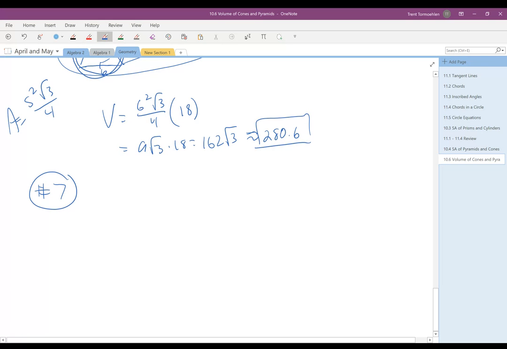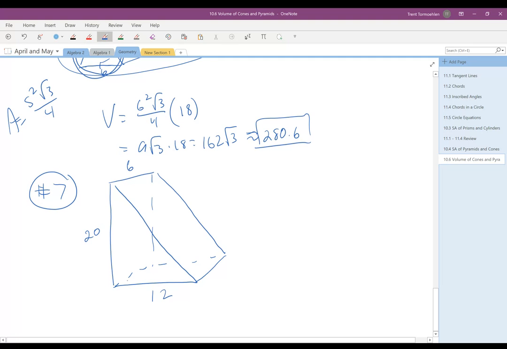So it looks like that, where this is 20, and this is 12, and this is 6, and this is a right angle here. And so you have to find the volume of this. Well, again, you've got these 3 rectangles. Those 3 rectangles represent the sides, or the lateral area, and so they are not the base. The base is this right triangle right here.